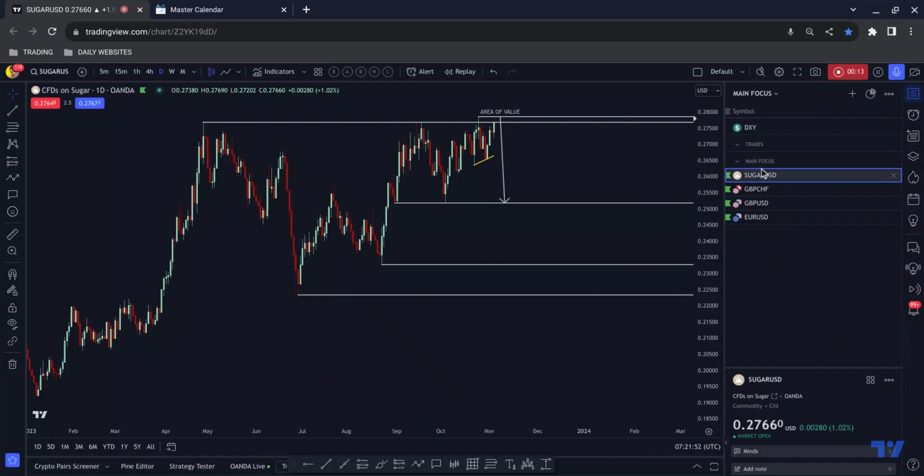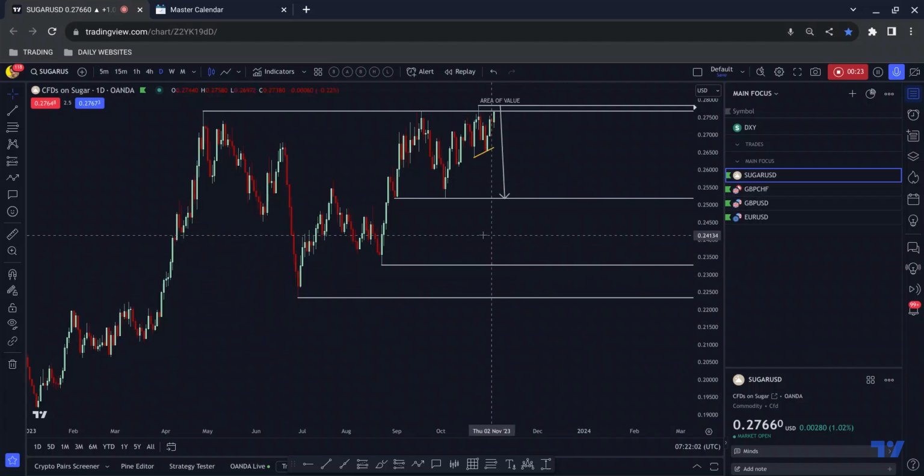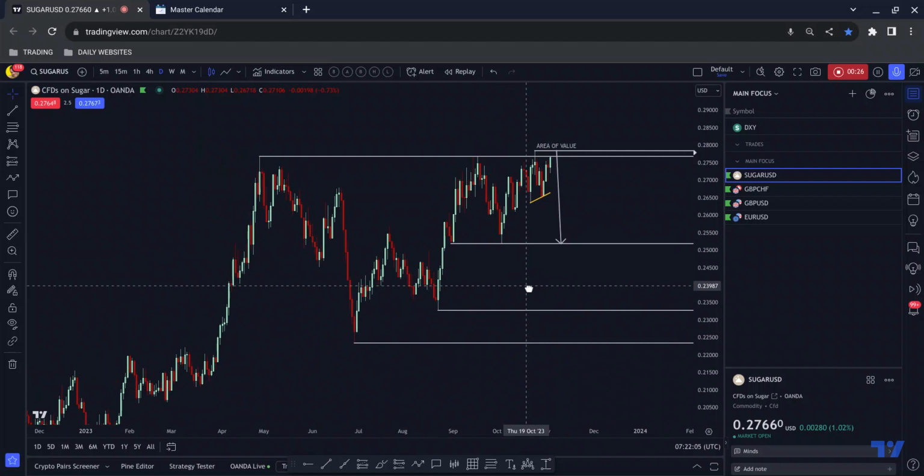So today I have 4 pairs on watch. Those are SugarUSD, Pound Swiss, Pound Dollar and Euro Dollar. I'm going to start off with my favorite of the bunch, which is SugarUSD. I'm going to break that down for you now, give you my thought process as always, and run through all of these pairs and tell you what I will be looking for today.